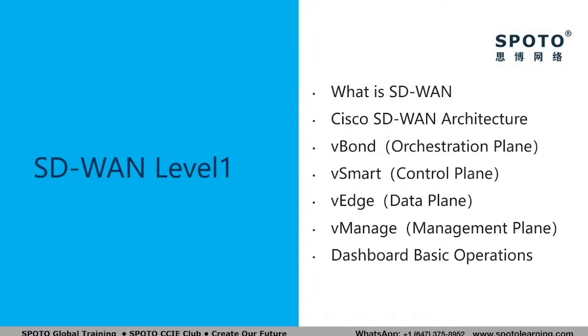In this class, we will be discussing what is SD-WAN and the Cisco SD-WAN architecture. Within that architecture, we are going to explore vBond, vSmart, vEdge, and vManage, these 4 planes.